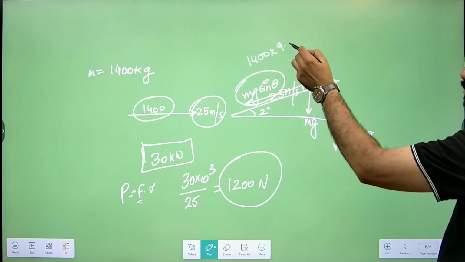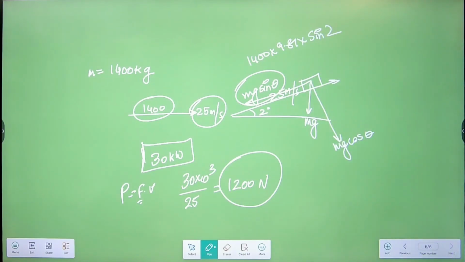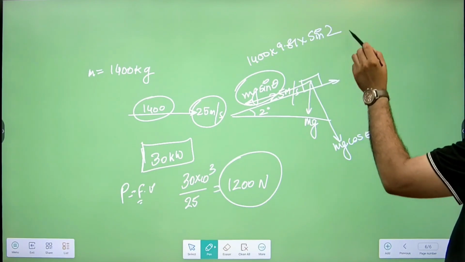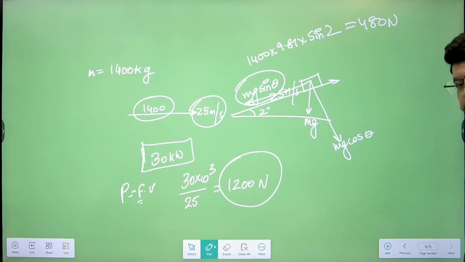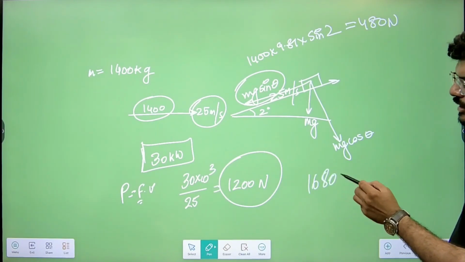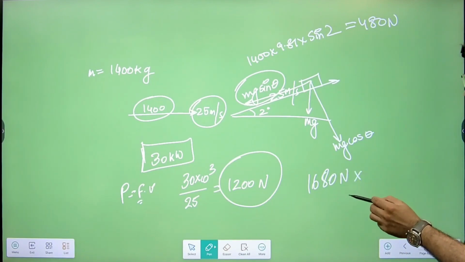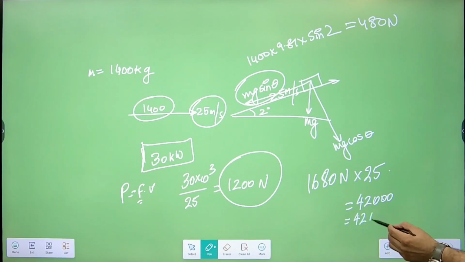1400 into 9.81 into sine 2. Please make sure that 2 is in degrees. 0.79, what? 480. Not 0.79, that is radians. 480 Newton, right? So this much extra force is required by the car, right? So what is the total force required by the car? 1680 Newton, right? Multiplied by the velocity, it must keep 25. So what does 1680 into 25 come to? 42 kilowatts. See, correct. 42,000, which is 42 kilowatt.